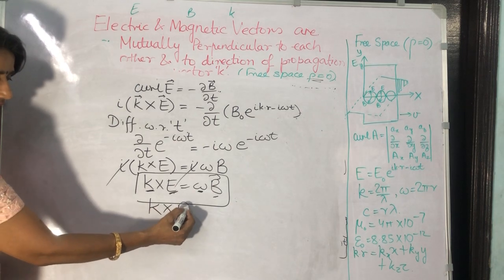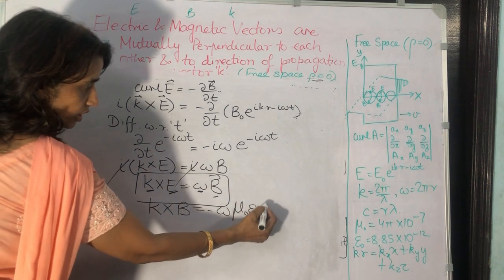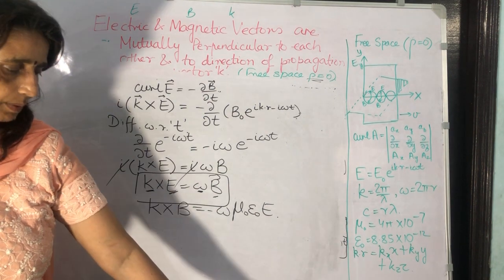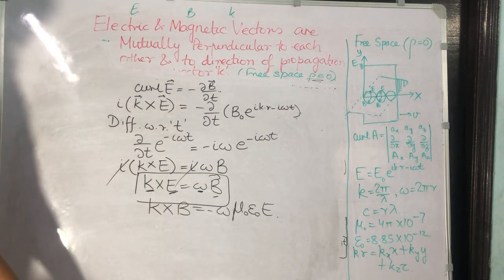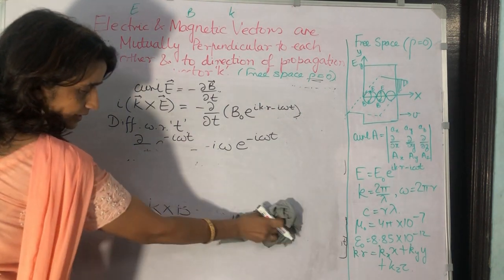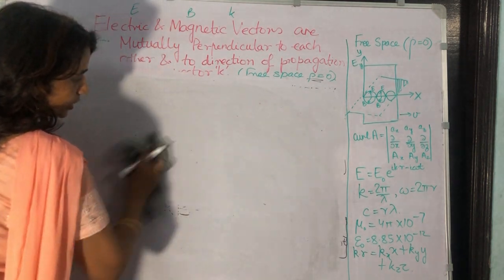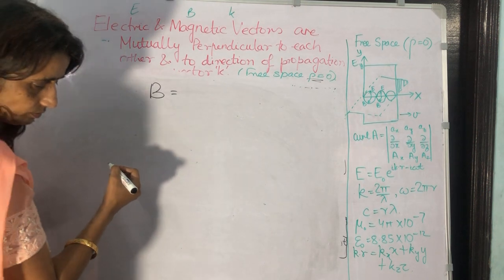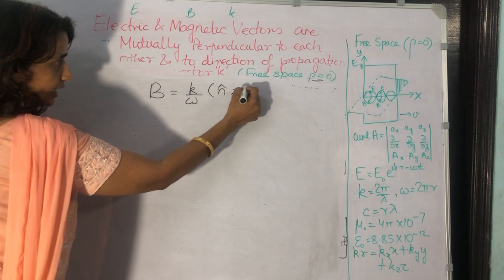For the magnetic field, K cross B is equal to minus omega mu naught epsilon naught into E. This proves that E and B are perpendicular and they are also perpendicular to the direction of propagation of the wave vector K. Now, suppose N is a unit vector along the direction of propagation of the electromagnetic wave, then B is equal to K upon omega into N cross E.